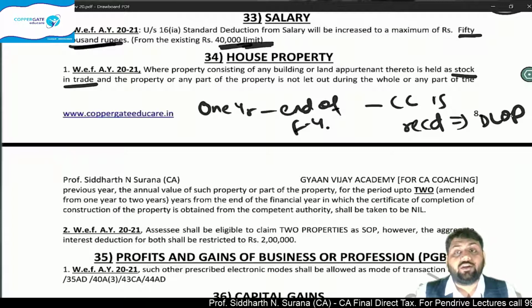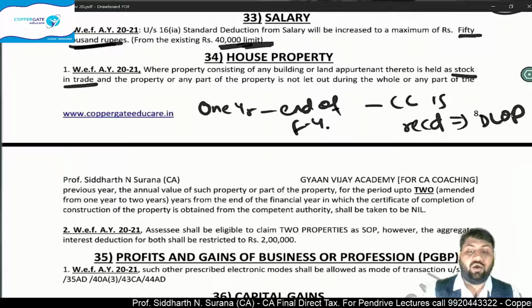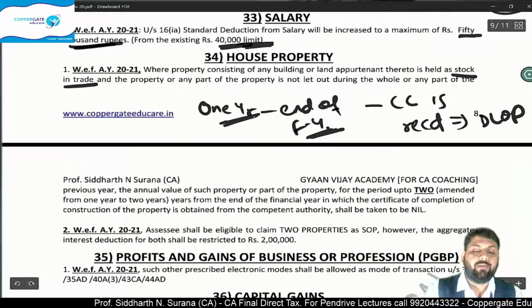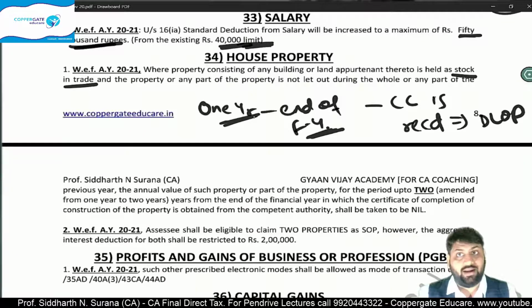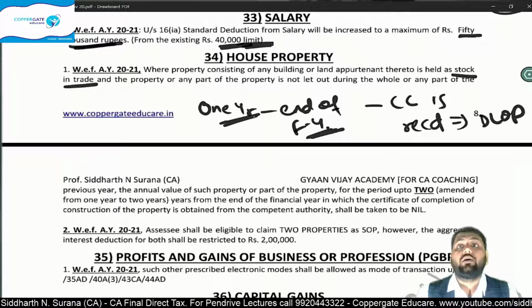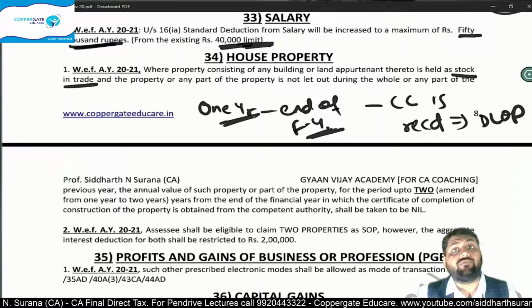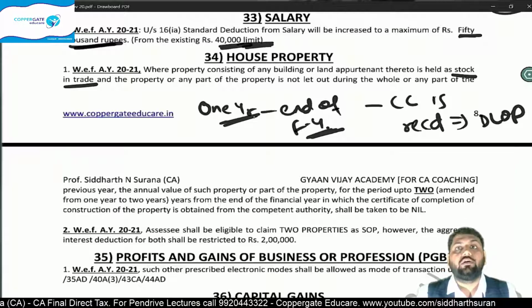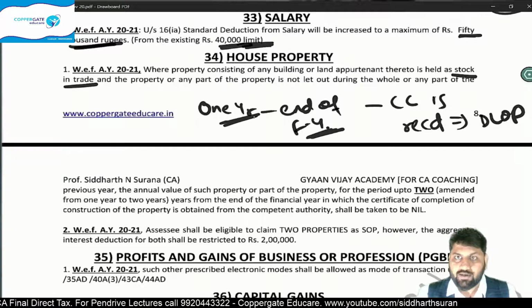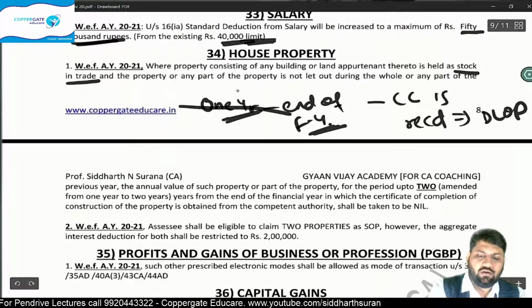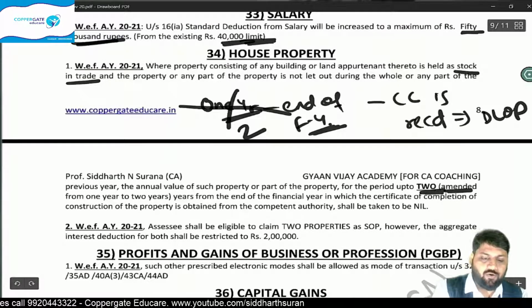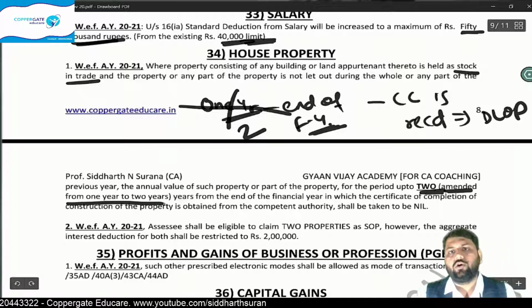Supposing you have received your completion certificate in the financial year 19-20, so the end of the year will be 31st March 20 plus 1 year, 31st March 21. If you do not sell your property held as stock in trade by that date, then your property held as stock in trade will also suffer deemed to be let out property provisions. That's the existing law. What is the change? The change is only this much. The time limit is being changed from 1 year to 2 years. So amended from existing 1 year to 2 years.